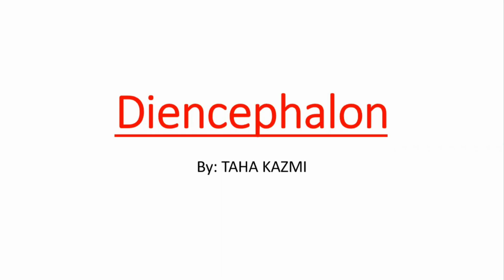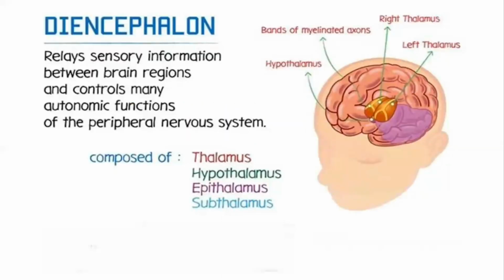In this video, we are going to focus on the diencephalon. The diencephalon is the relay sensory center of the brain. As you can see in this picture, it is located inferior to both cerebral hemispheres and in between them. It is composed of four major structures: the thalamus, hypothalamus, epithalamus, and subthalamus.